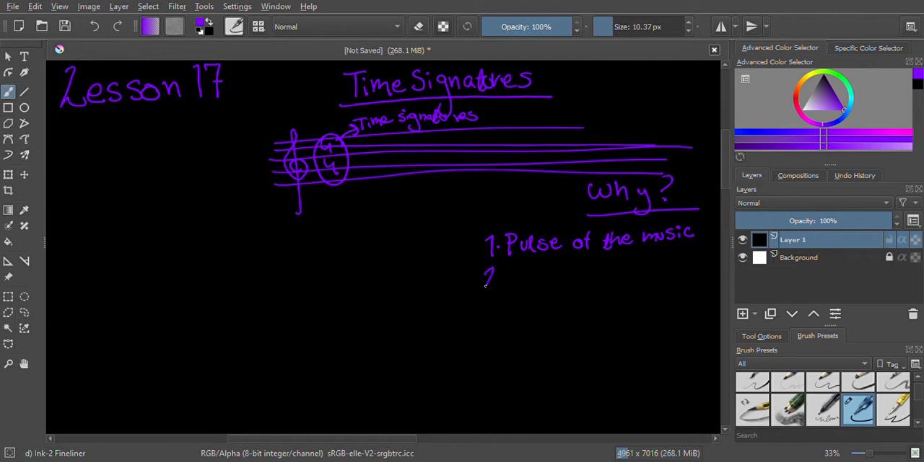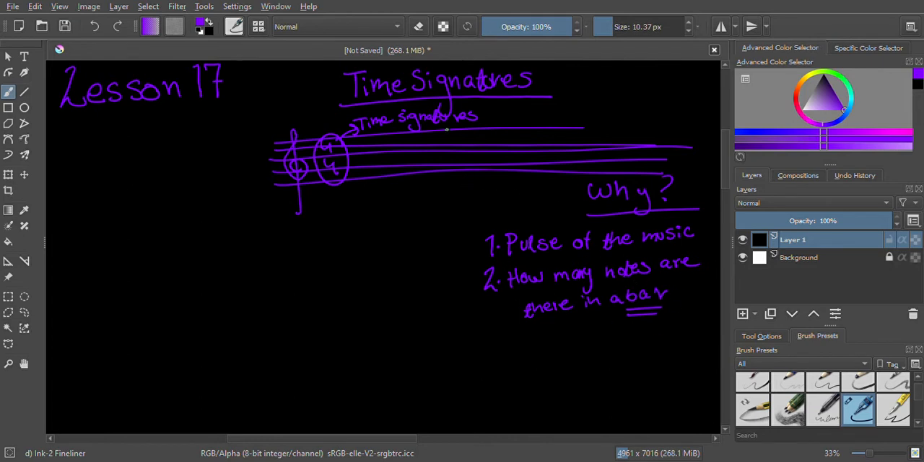Number two, the second reason why we use time signatures: it tells us how many notes are there in a bar. If you're not familiar with this word, I encourage you to go back and watch one of my older lessons where I talk about bars.